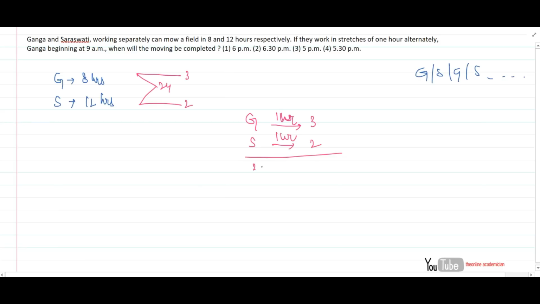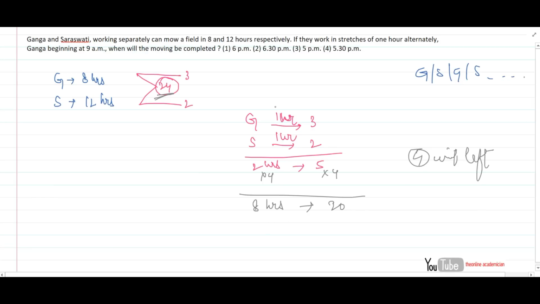So in 2 hours they will do 5 units of work, and we know total work is 24. So what should be multiplied by 5 so that it is near to 24? If you multiply by 5 it will be 25, so we can't do that. So let's multiply with 4. So what we get in 8 hours, we get 20 units of work. Now 4 units of work are left.